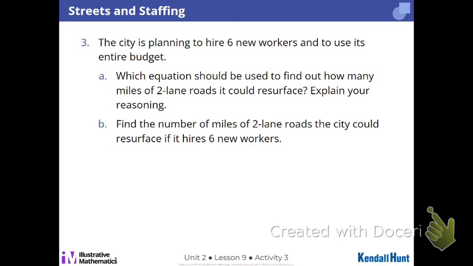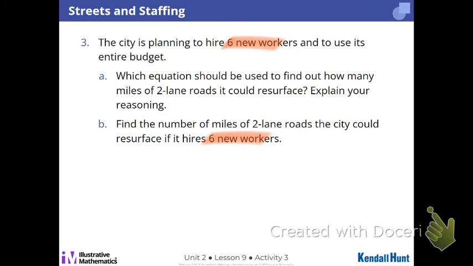So, you're going to test these out. The city is going to hire 6 workers. They're going to use their whole budget. So you decide which equation you're going to use. And then you're going to find the number of miles of 2-lane roads you can use if you hire 6 new workers. So which equation are you going to use? And then how many miles can we pave? So, which equation should we use? P equals or M equals?